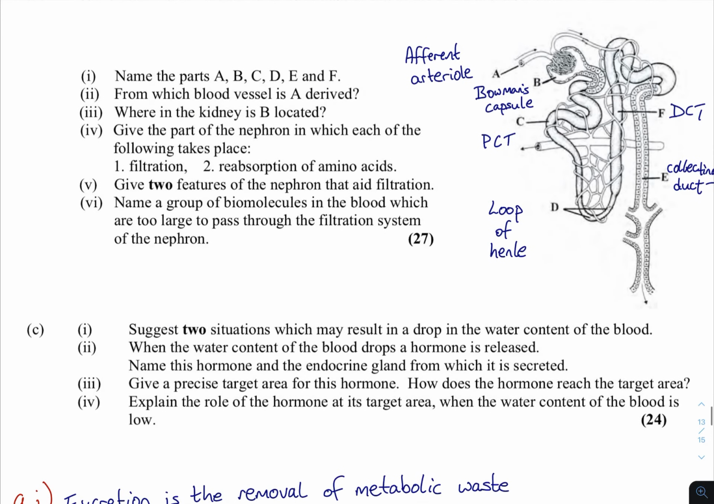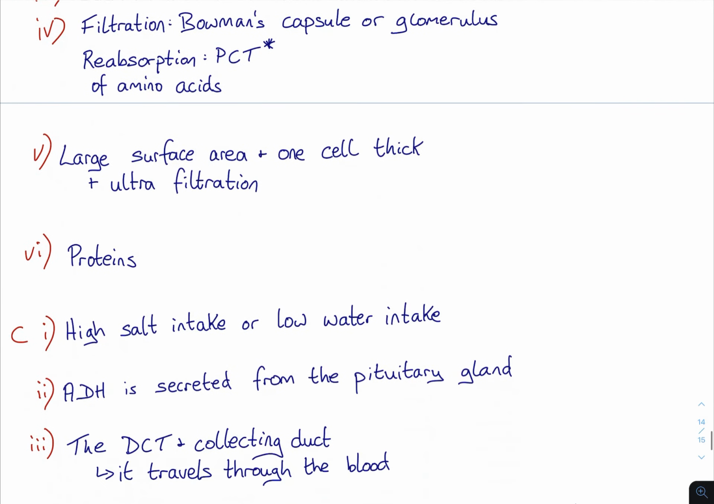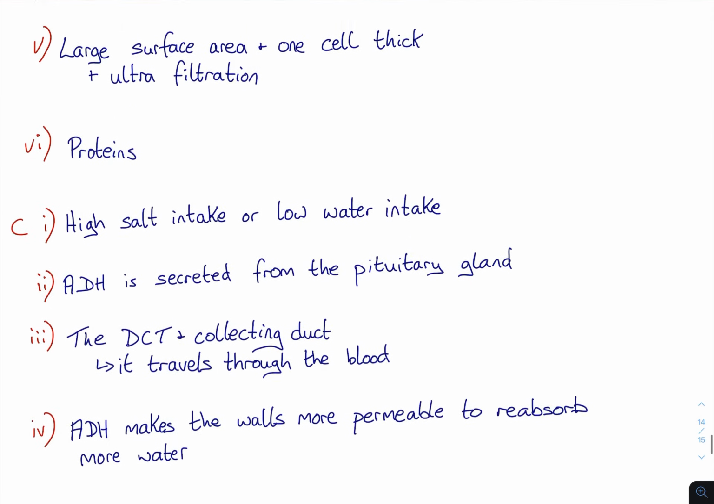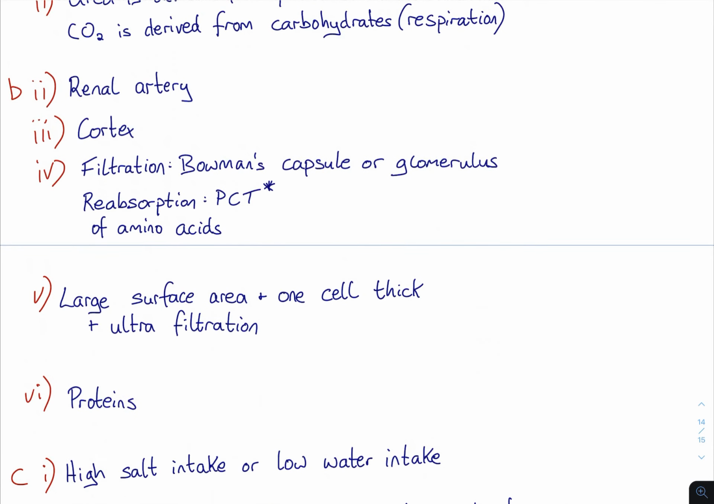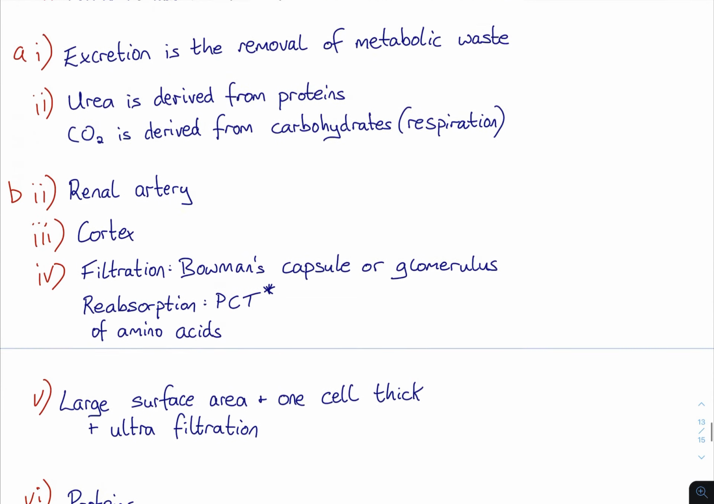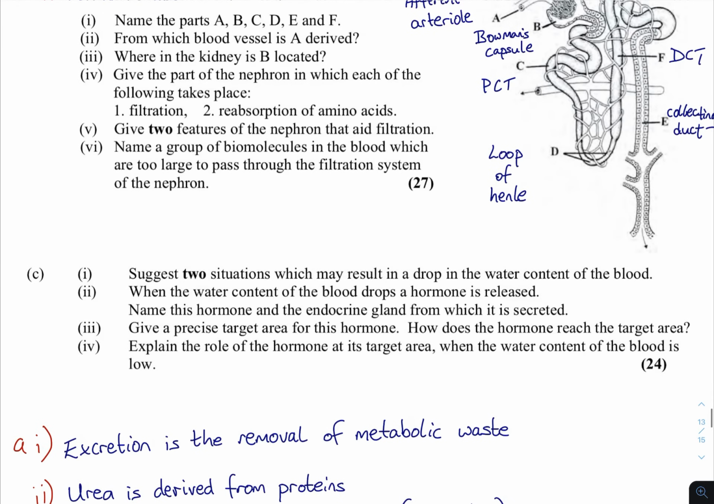Give two features of the nephron that aid filtration. Well, we're kind of going back to the adaptations again, and you can link it in with the digestive system or the breathing system. There's loads there really. So you could say a large surface area. You could say it's one cell thick. You can mention ultrafiltration. You can say a rich blood supply. There's loads there you can say for that. Very similar to that of before.